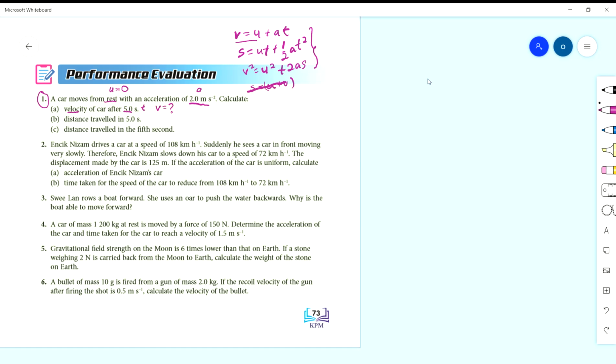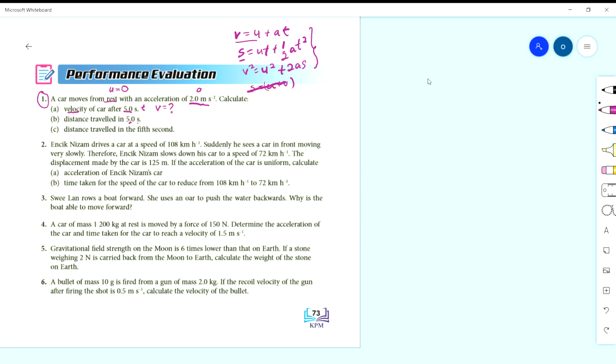For question B, distance travelled in 5 seconds. Again, you have the U, you have the A, you have the T. So you're going to calculate the S. You can use this equation for question B.